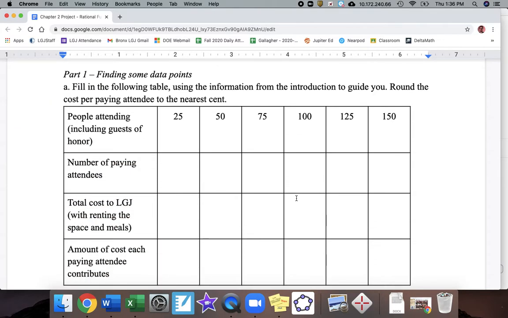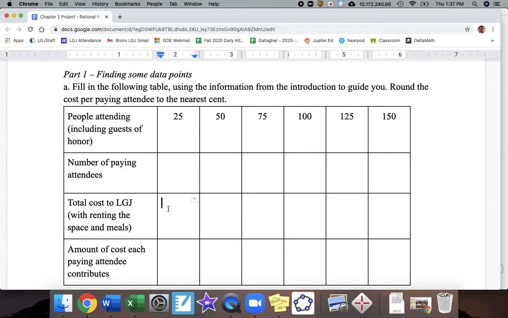Now, let's take a look at some data points. You're going to fill in the table using the information that was in that introduction. You're going to round the cost per paying attendee to the nearest cent, which means 2 decimal points. All right? Watch out for rounding. It gets everyone. Now, the people attending include the guests of honor. You're going to use these numbers and figure out everything off of it. Well, the number of paying attendees, that's always just going to be 5 less. The guests of honor aren't paying, and there are 5 of them.